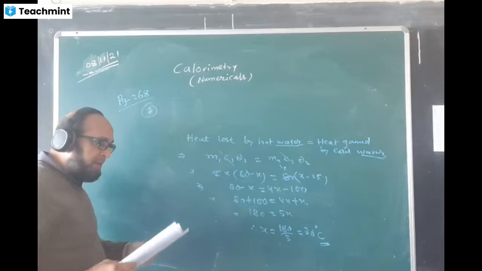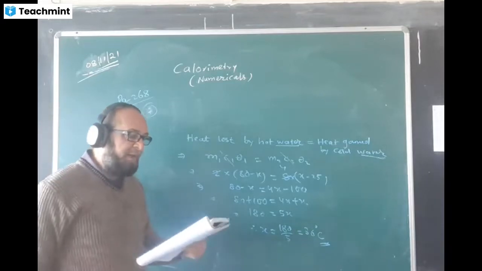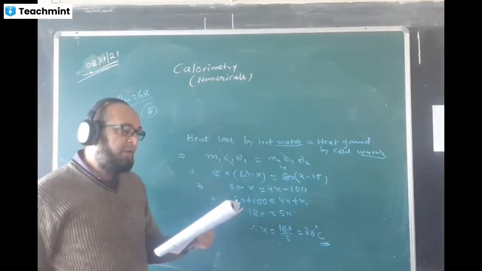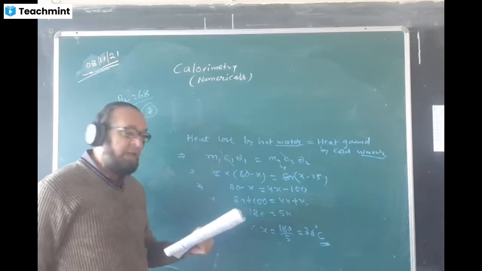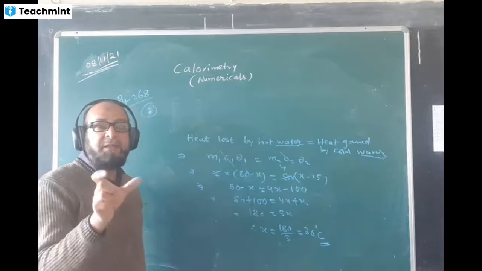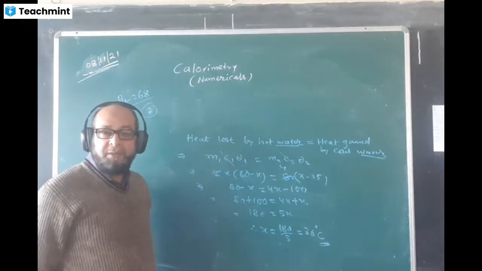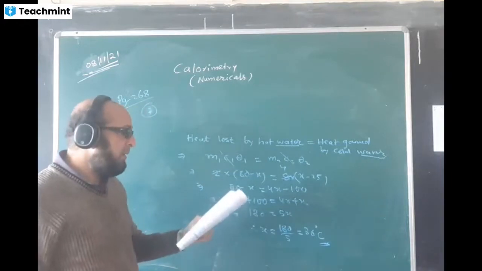40 gram of water at 60 degrees Celsius is poured into a vessel containing 50 gram of water at 20 degrees Celsius. The final temperature of the mixture is 30 degrees Celsius. Taking the specific heat capacity of water as given, calculate the heat capacity of the vessel. So water is contained in a vessel and the vessel is also absorbing heat. You have to take into consideration the vessel also.